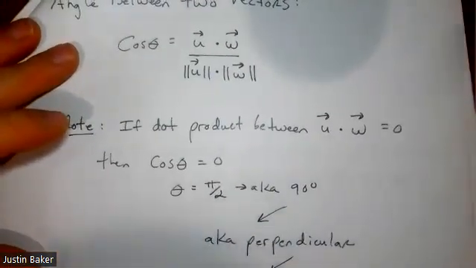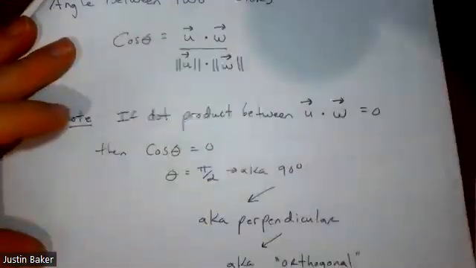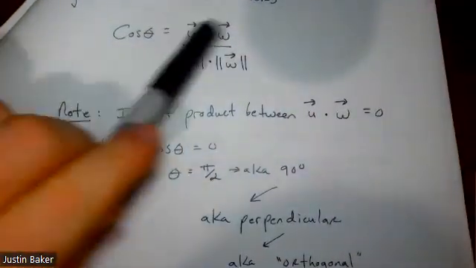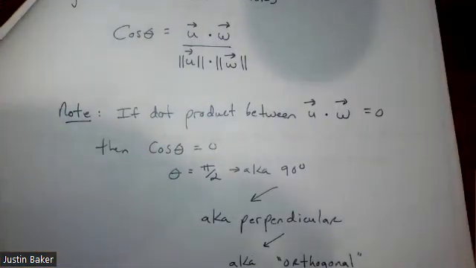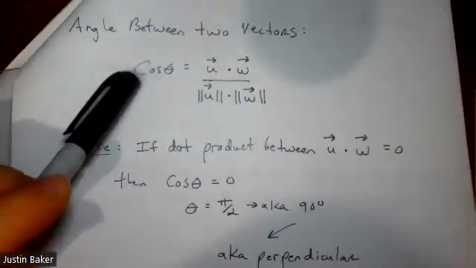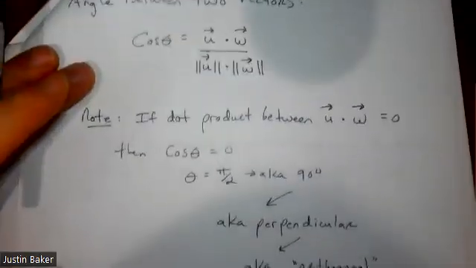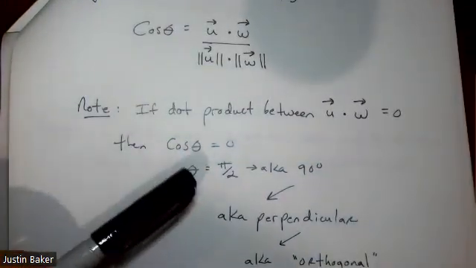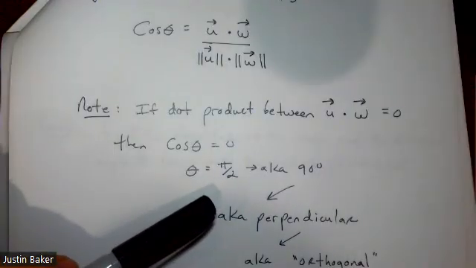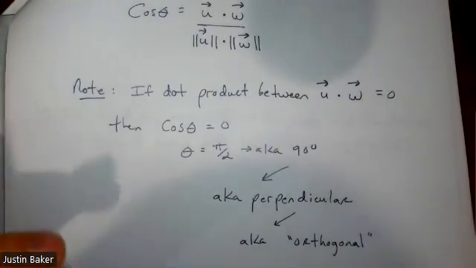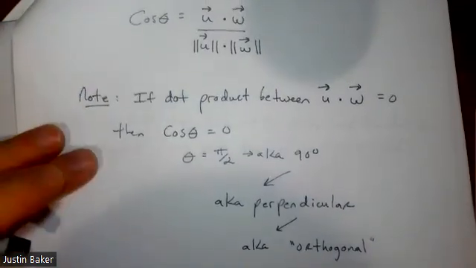And we've got a note here that if the dot product between these two, so we're going to be multiplying these out, right? So if that dot product between those two gives you 0, then this formula, cosine theta equals 0, then we're going to be talking about a 90-degree or a perpendicular, or another fancy name they use for that is orthogonal.